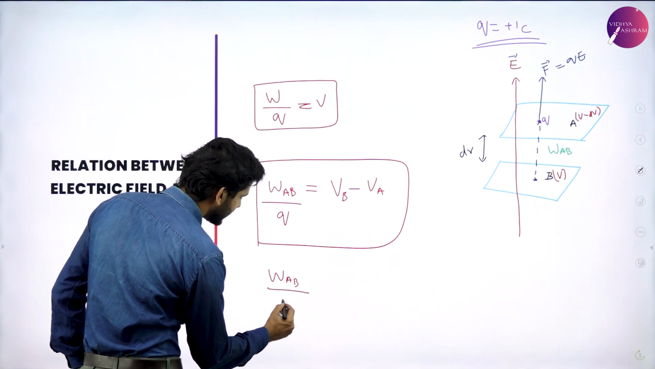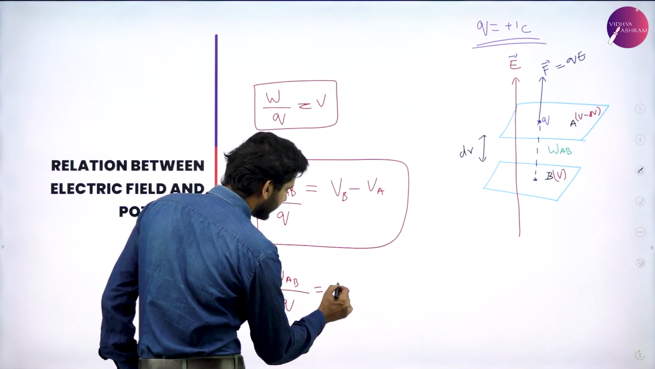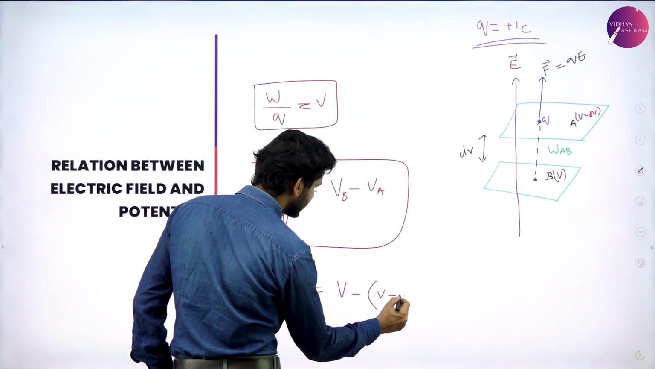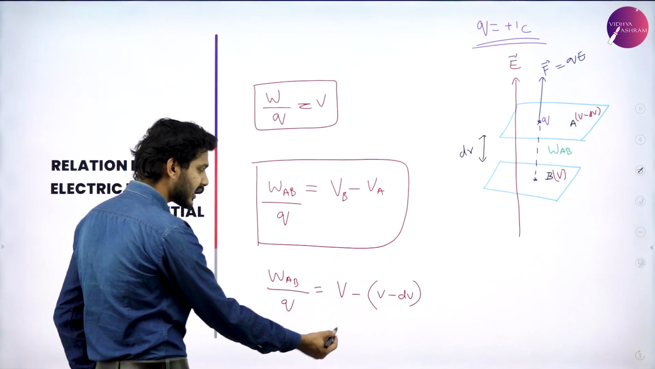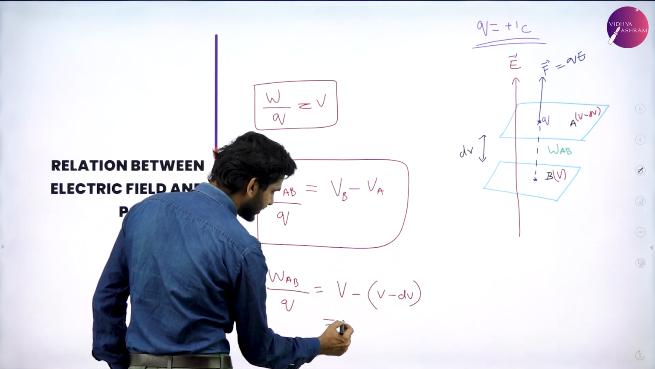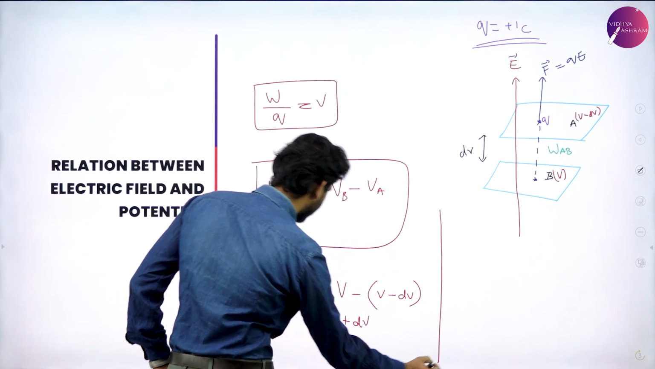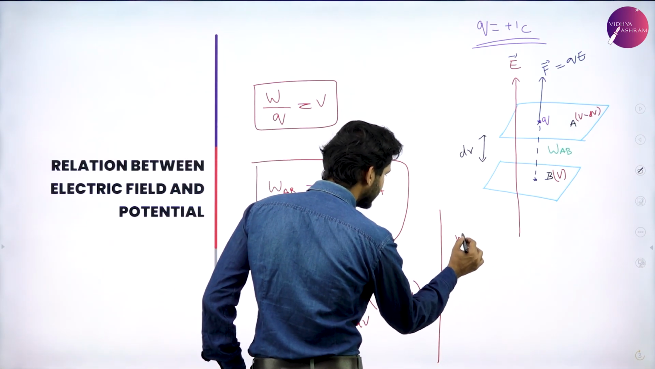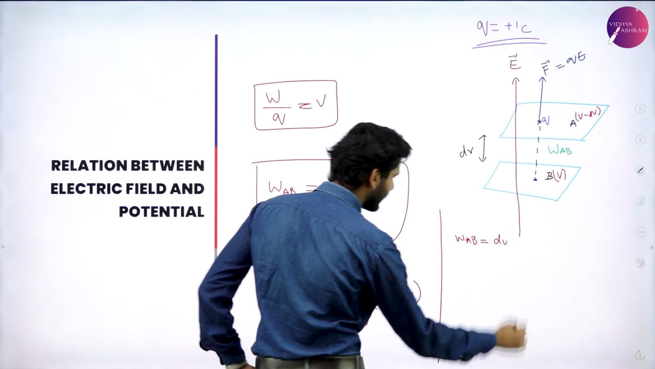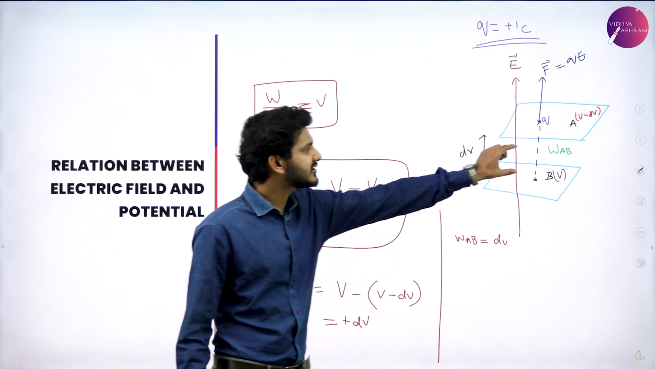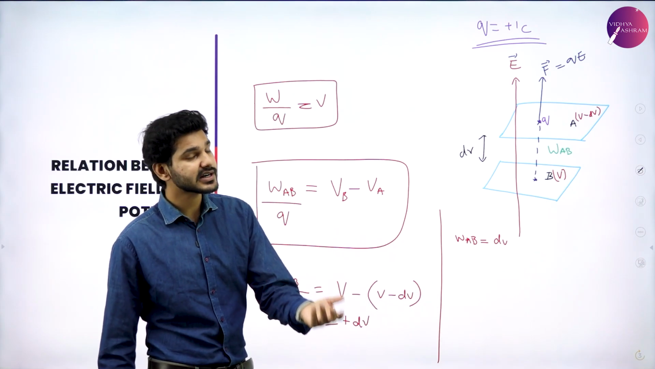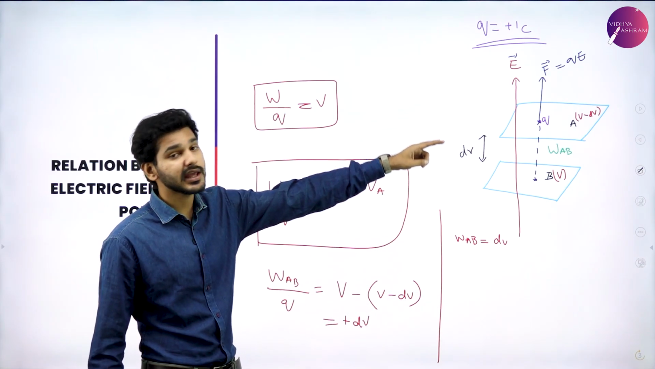So we can actually write this as WAB divided by Q will be equal to VB, which is nothing but V, and VA is nothing but V minus dV. So if we open the bracket, the minus sign will go in: minus V plus dV. So the V's will cancel each other and there will be only plus dV. So we can actually say that WAB will be equal to dV. That is the small difference. This small difference will be the potential difference between those 2 points, and that will be equal to the work done in moving a point charge from point A to point B.